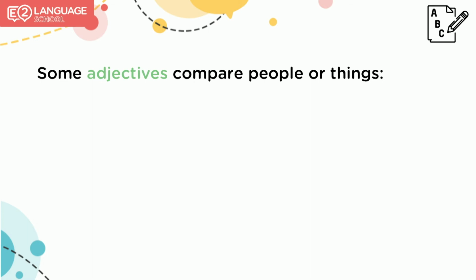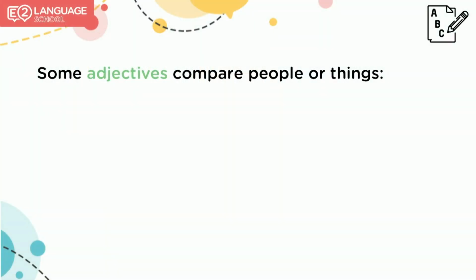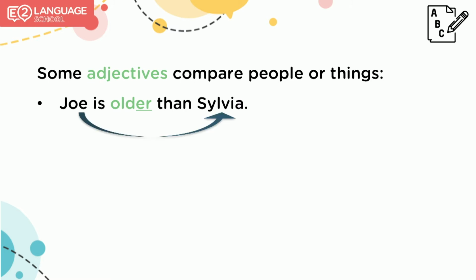Now, let's go back because in a previous lesson, we learned about adjectives and we learned how to compare two people with an adjective, for example. So I could say that Sylvia is taller than Joe, right? So I'm comparing these two people, or I can compare two things with an adjective. Now, just let me take you through this. So some adjectives compare people or things. So Joe is older than Sylvia. There's a comparative adjective, and it's comparing these two people, right, in their age.